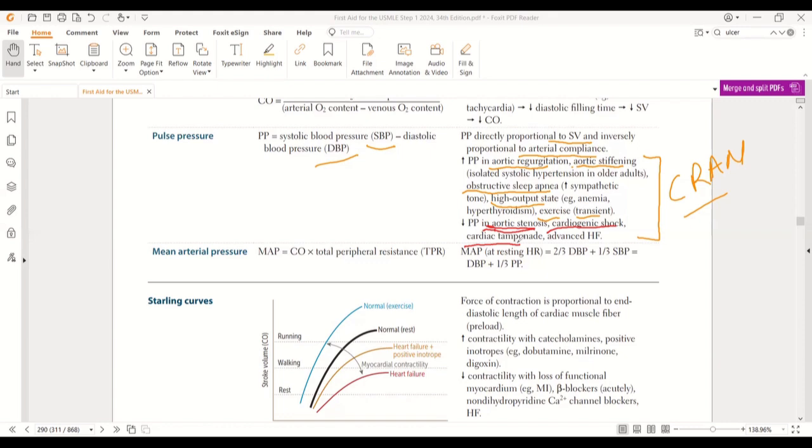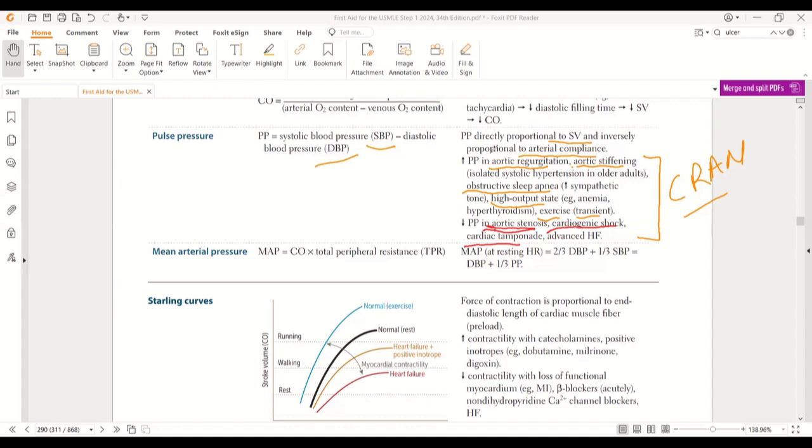Asma, can you repeat the causes of increased pulse pressure? It increases in aortic regurgitation, aortic stiffening, obstructive sleep apnea, high output states like anemia and hyperthyroidism, and exercise. Okay. Rock, can you repeat the causes of decreased pulse pressure? Decreased pulse pressure would be due to cardiogenic shock, cardiac tamponade, heart failure, and aortic stenosis. Okay.